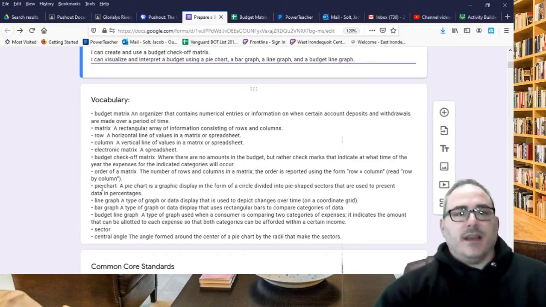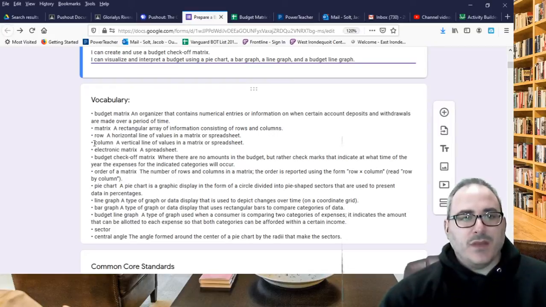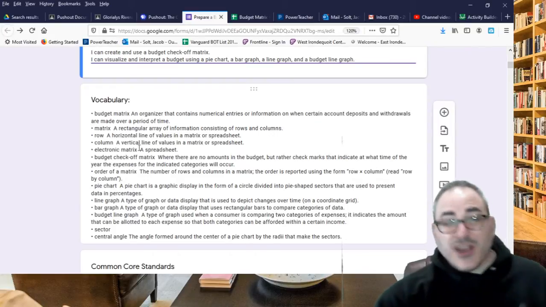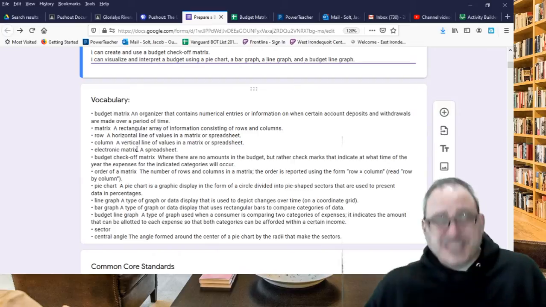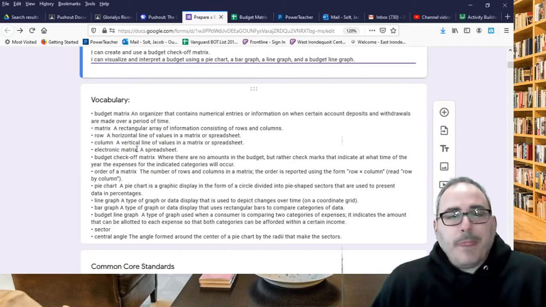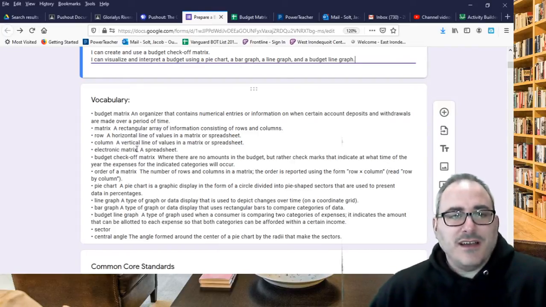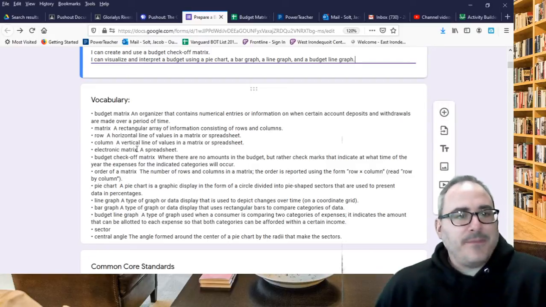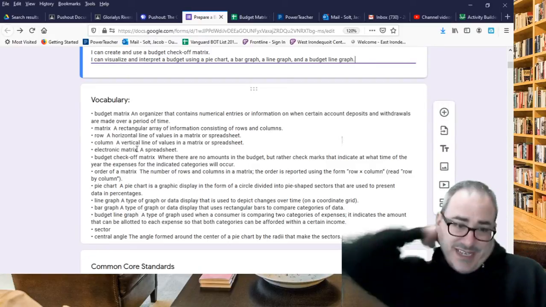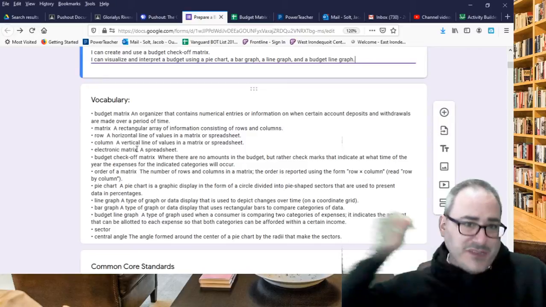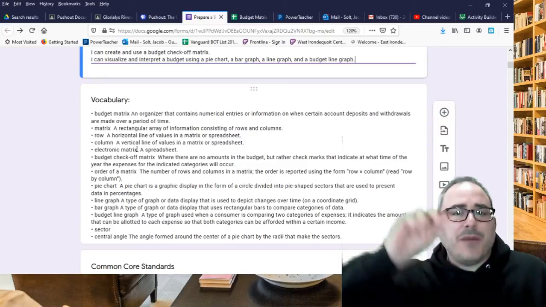We just did rows and columns. Good. An electronic matrix. What is an electronic matrix? It's a spreadsheet. You've played with those every now and again: Google Sheets, Microsoft Excel. A budget checkoff matrix is a spreadsheet where you're not putting numbers in. There are no amounts. There are just little check marks.